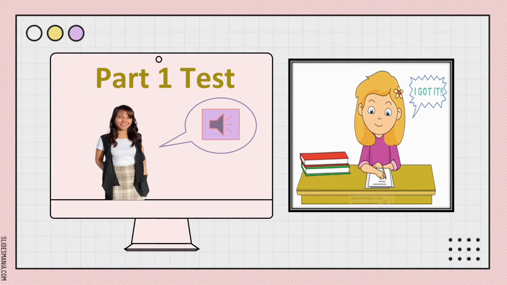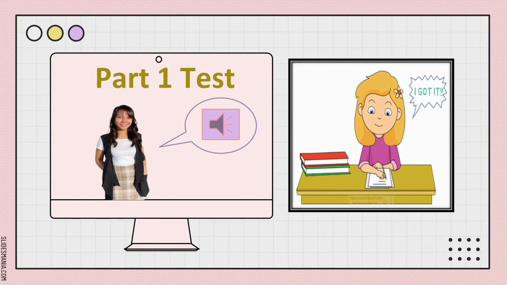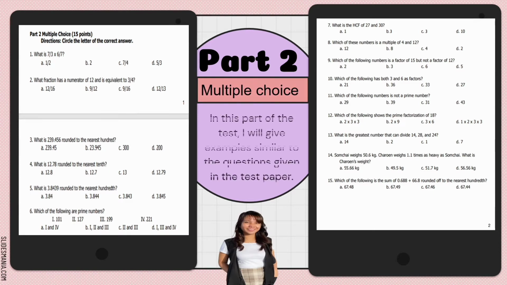Okay, so we're just done with the part 1 test. So now let's proceed to part 2. Multiple choice. In this part of the test, I will give examples similar to the questions given in the test paper. All you have to do is just encircle the letter of the correct answer.